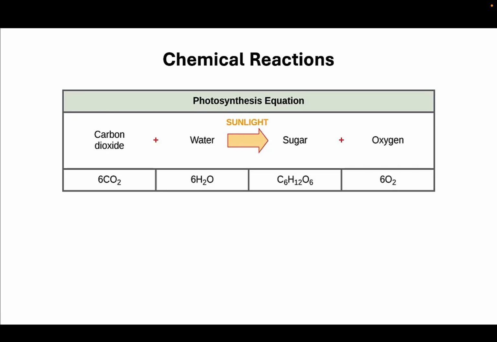Okay, let's delve into chemical reactions a bit deeper. And here is an equation for photosynthesis. And I've broken it down a little bit differently from the traditional reactants arrow products, just to show things slightly differently. Carbon dioxide plus water makes sugar and oxygen, using sunlight as an energy source that this requires.